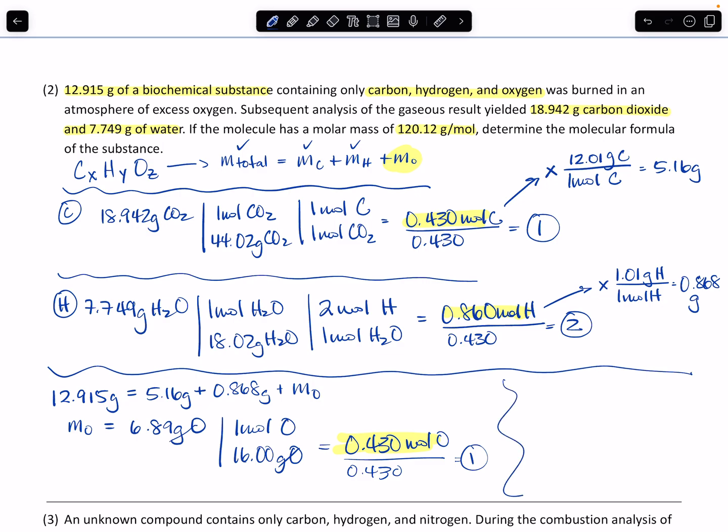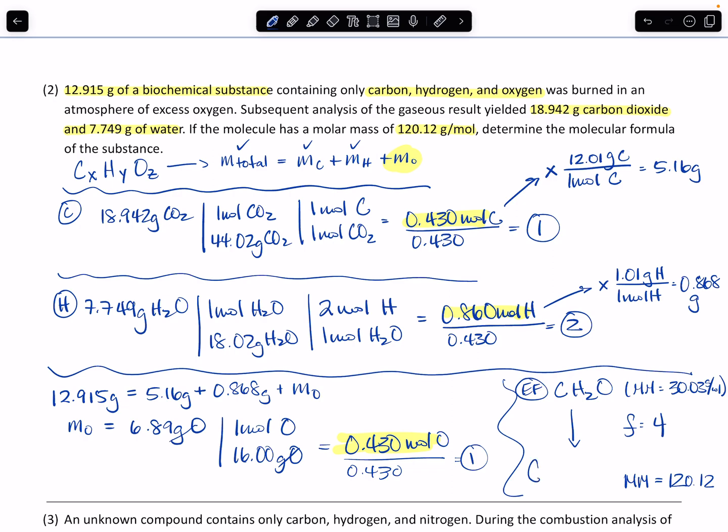I'm running out of room. We'll do the best we can. So my empirical formula is CH2O, and this has a molar mass of, if I add that up, 30.03 grams per mole. If I want to determine the molecular formula, its molar mass was given in the problem as 120.12. So if I divide those two, I'm going to get a whole number of 4. Sorry, I'm running out of room, or I would show you that calculation. That 4 is coming from the molar mass of 120.12 divided by the 30.03.